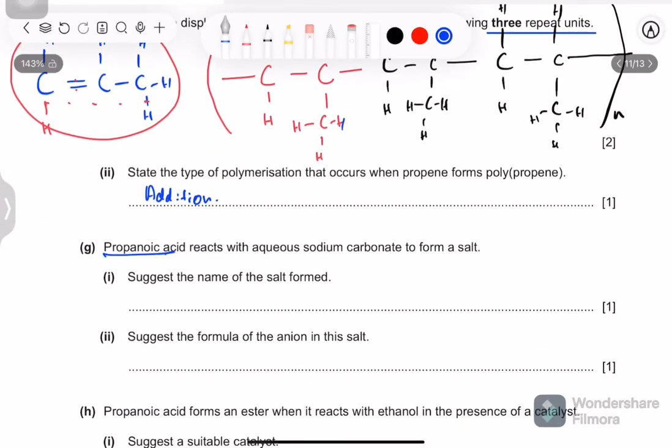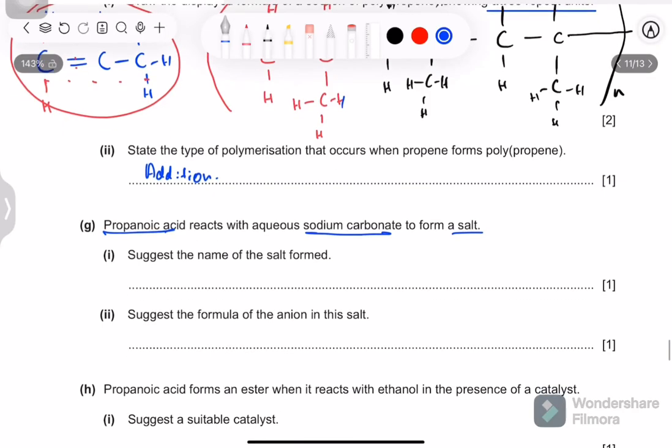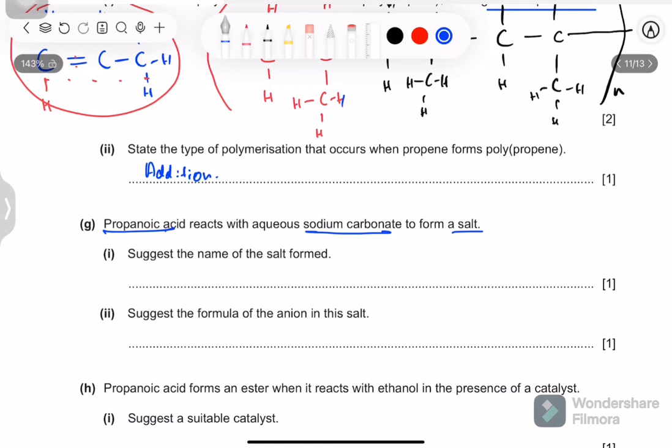Propanoic acid reacts with aqueous sodium carbonate to form a salt. The sodium carbonate reacts with propanoic acid. Propanoic acid is C2H5COOH, like we wrote above. When it reacts, the hydrogen is taken away from it by the sodium carbonate and the sodium forms a salt with the propanoic acid. The C2H5COOH, the H goes, the Na comes because of sodium. The H goes, the Na comes. This will be C2H5COONa.